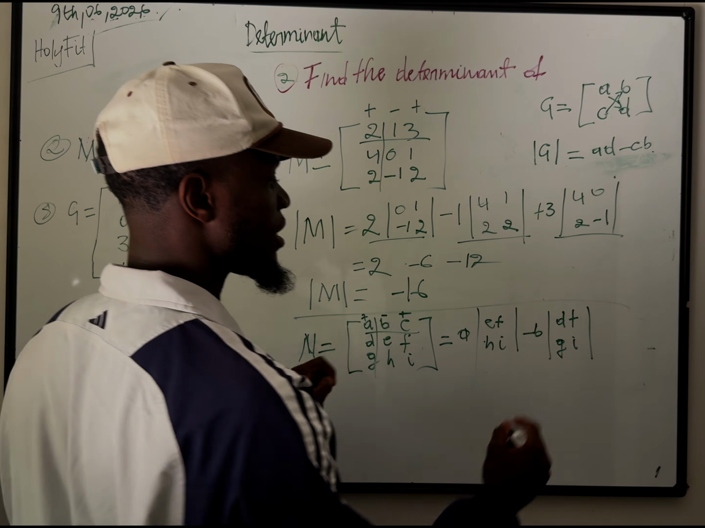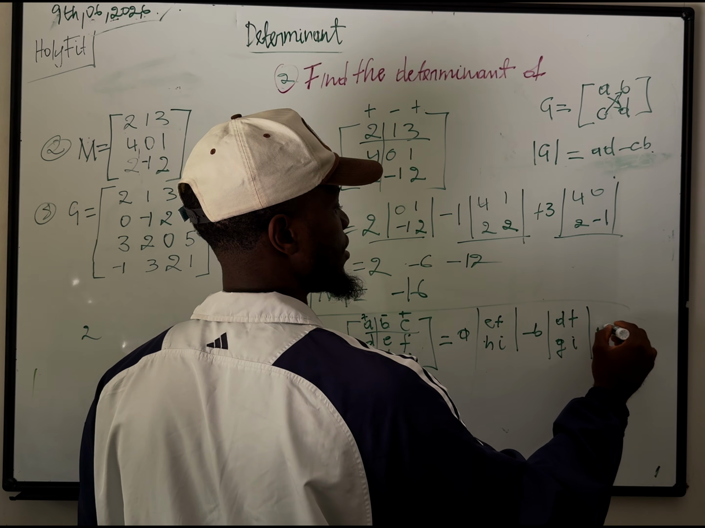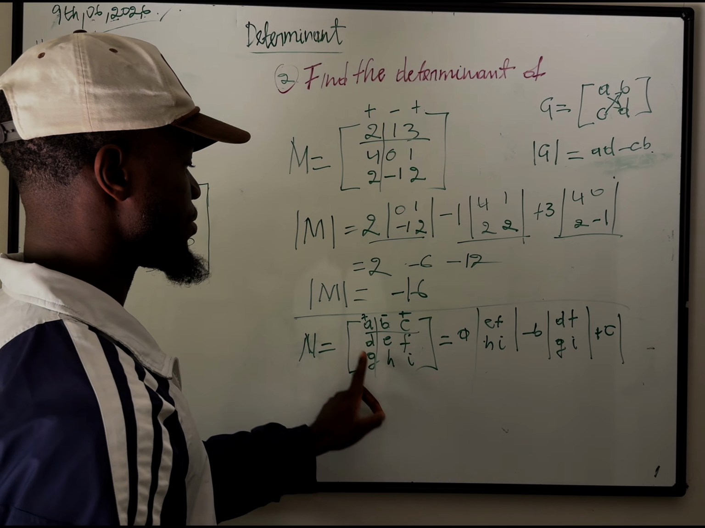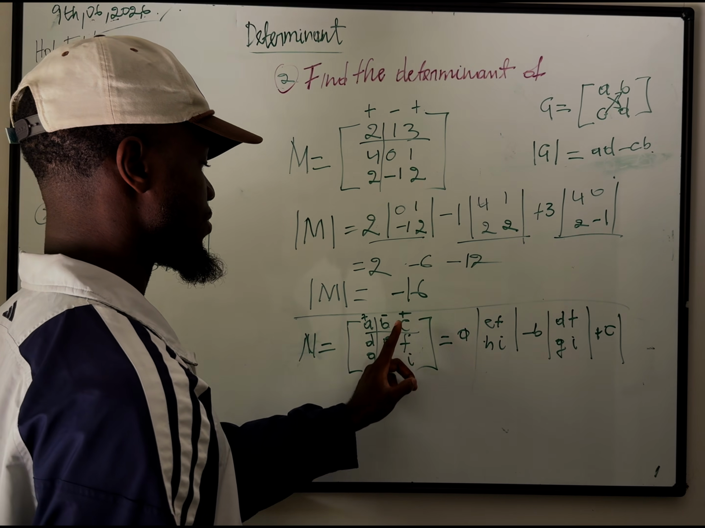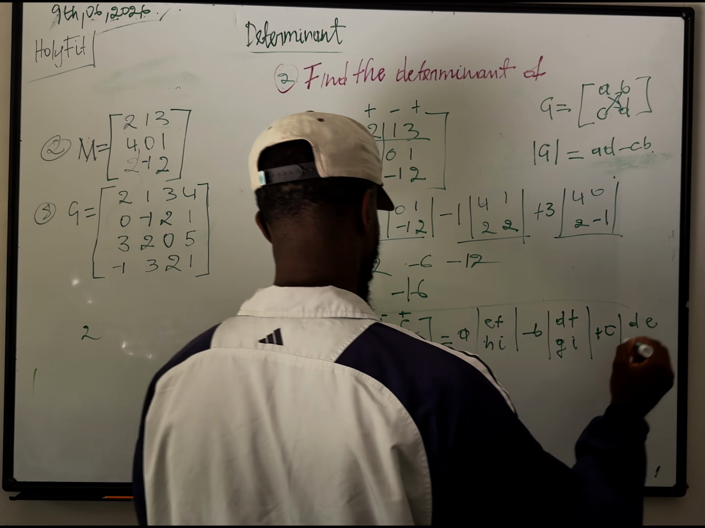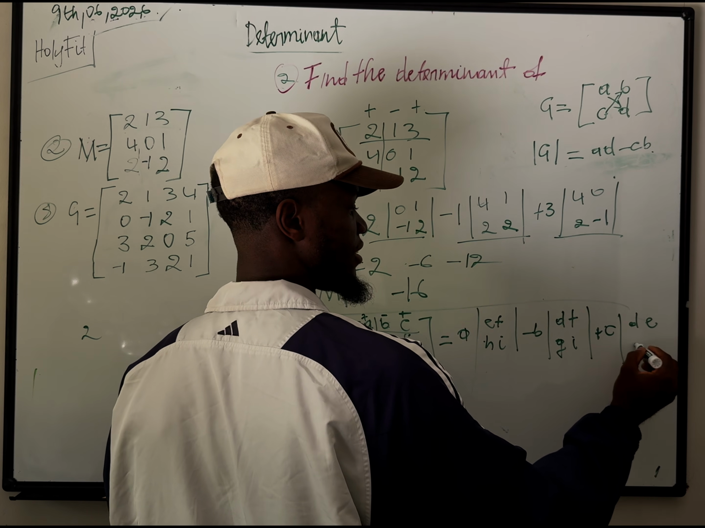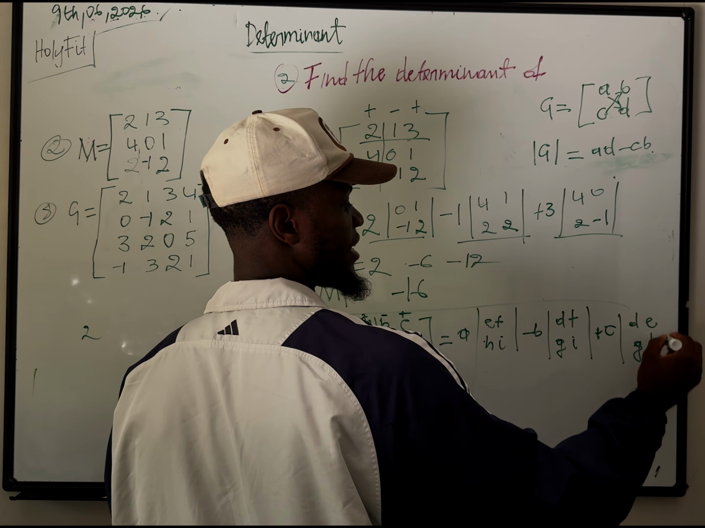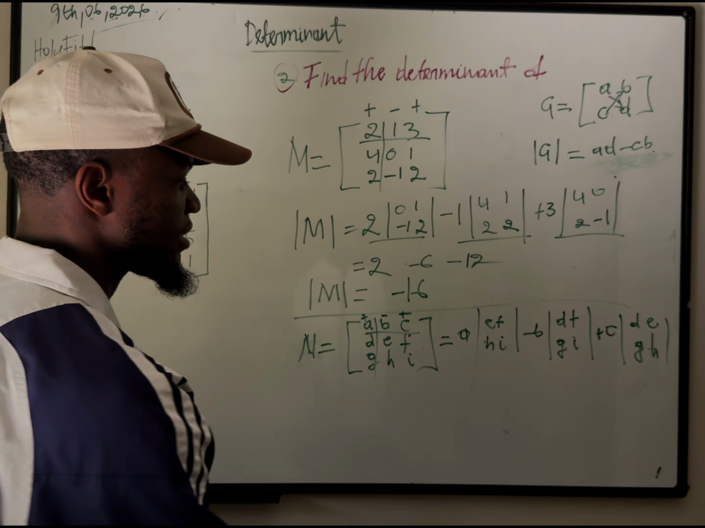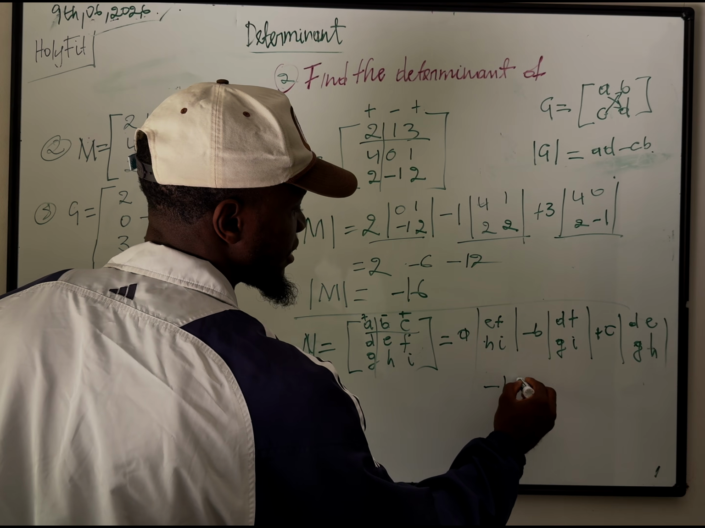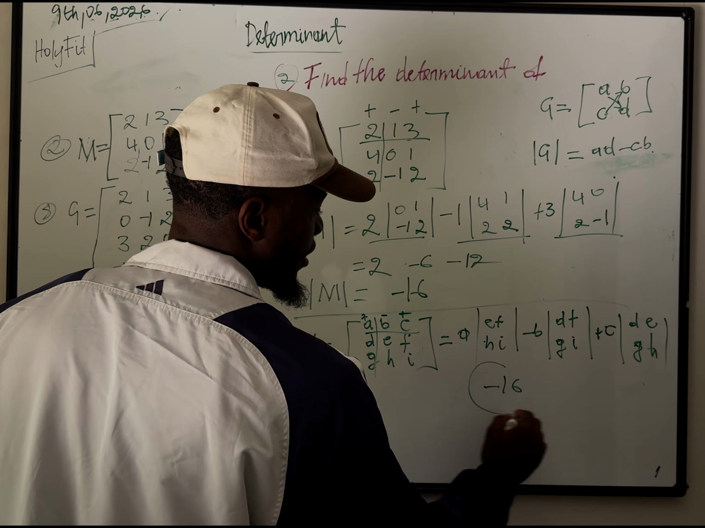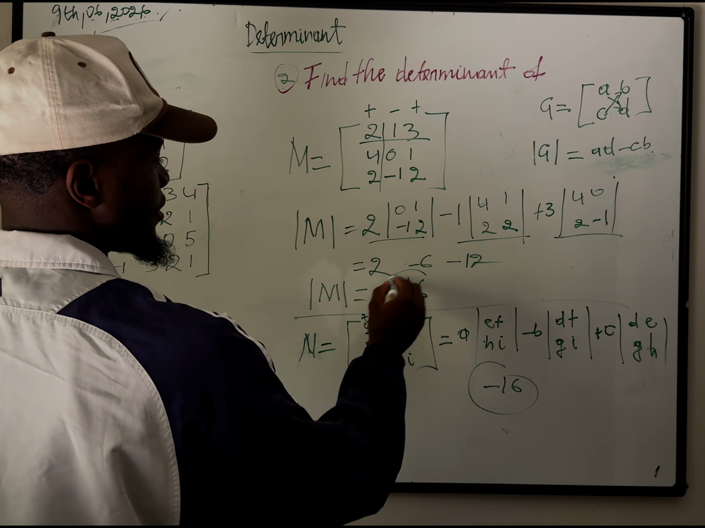The third one is positive, so it's going to be plus C, which means we're going to ignore still the first row and the last column, and we're going to have D, E and G, H. If you swap this with the numbers, you are going to get -16 for our determinant. And this is equal to this.